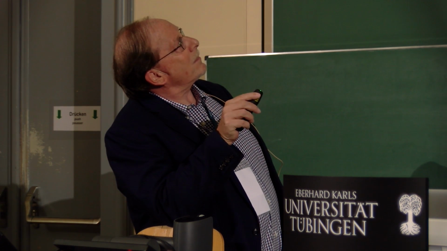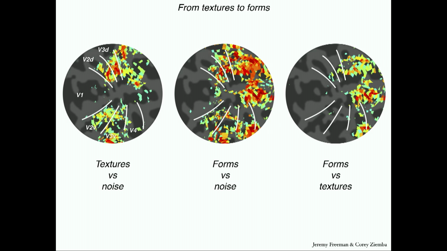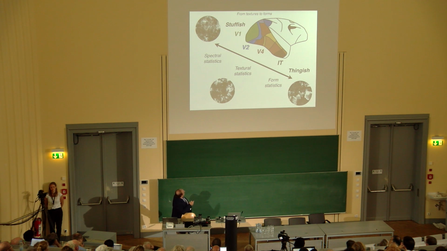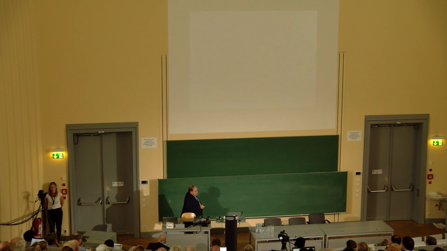And over here you can see these three average patterns established. What you see is that really when you're comparing forms and naturalistic textures, it's only these anterior areas that actually carry a signal. And so you can imagine a very crude summary in which you imagine spectral statistics being represented in V1, textural statistics, higher order image statistics being represented in the intermediate areas, and areas like IT and V4 representing the final product. So we have the stuffish end of the visual pathway and the thingish end of the visual pathway down here.